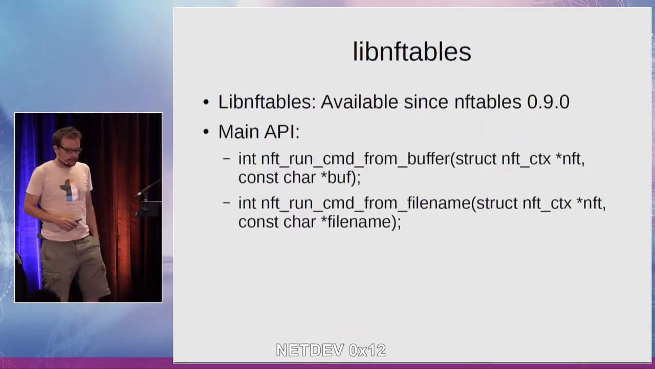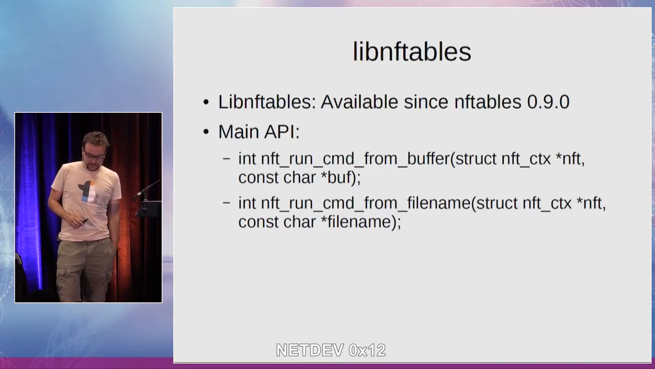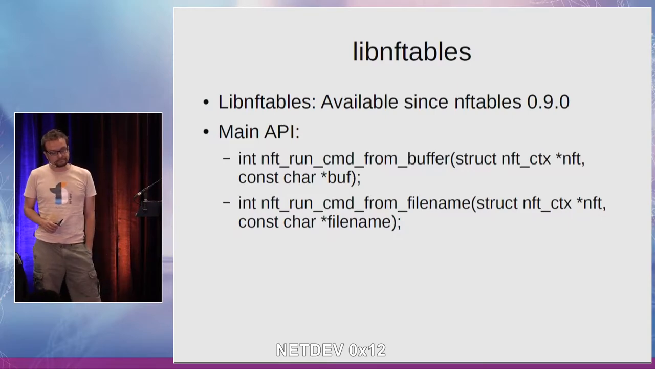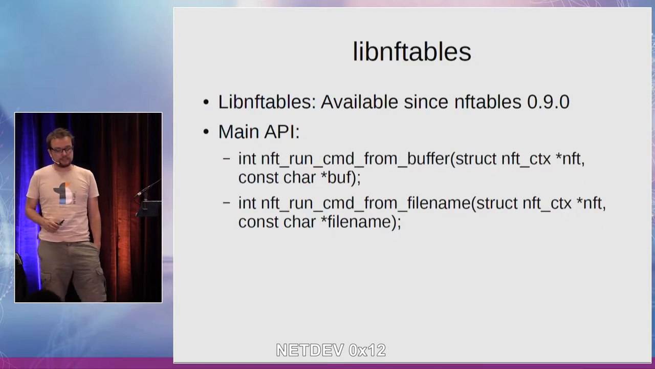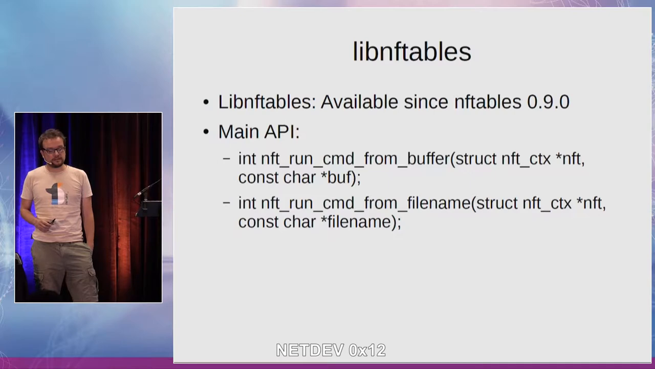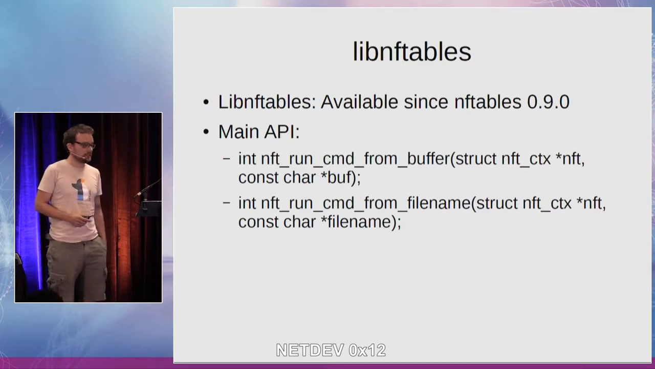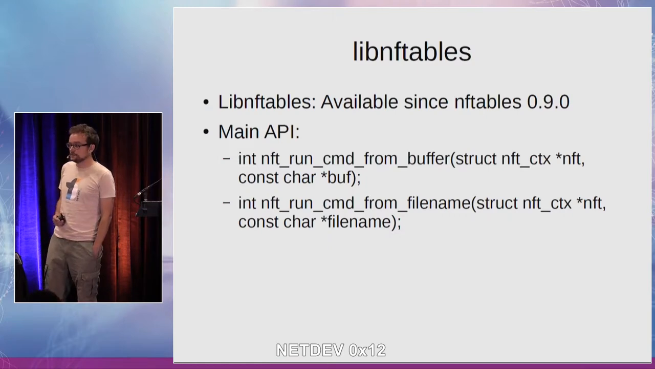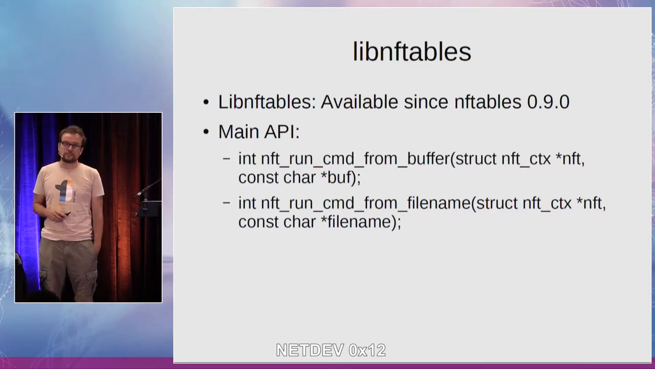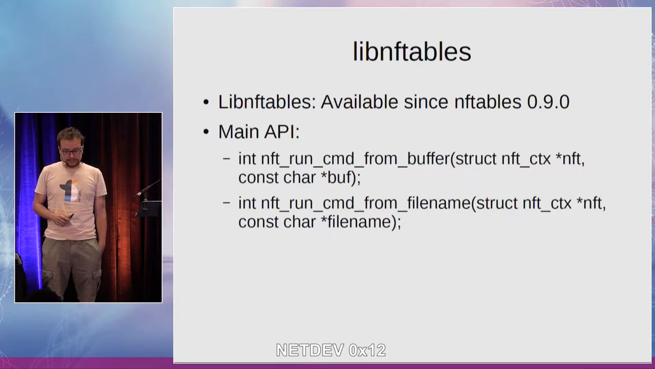So libnftables is an effort that has been led by Phil Sutter. It's available since nftables 0.9.0, and the API is quite simple. We are providing two new interfaces, this nft_run_cmd_from_buffer, so you just pass a buffer, and this context object that I will show you how it looks like. And there is another variant that allows you to pass a file that you want to load into the kernel. So this is basically providing a native interface for third-party applications, so we can stop telling people to use the command line utilities, which has been so far the main interface that we've been offering in iptables. Specifically, we've been pointing users to use the iptables-restore command. And now, hopefully, we're going to have something better.